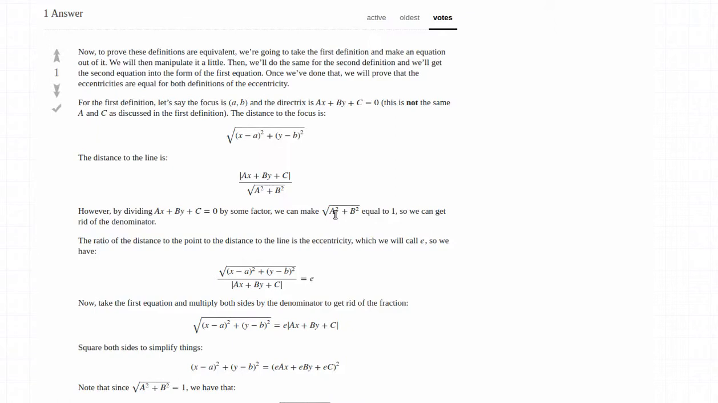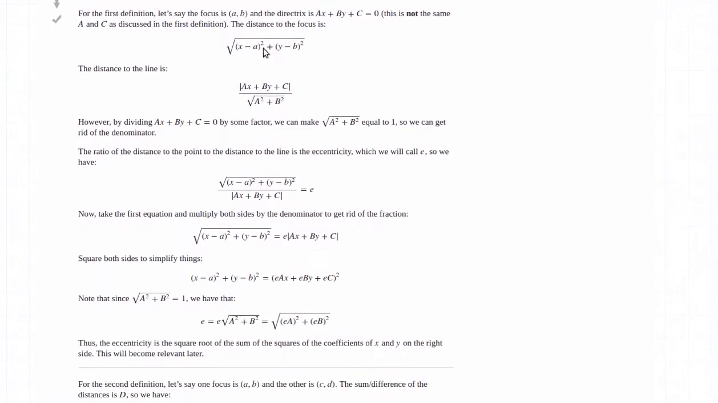This is the first trick we use in this proof. We say that this equals 1. This is valid. I want you to convince yourself that this is valid by writing down a directrix and then trying to get another form of that directrix where the square root of a squared plus b squared equals 1. It can be done for any line. Maybe you can experiment with that, but if you need me to explain it in the comments, I will. But you have to accept that the square root of a squared plus b squared can equal 1. That is going to make this so much simpler.